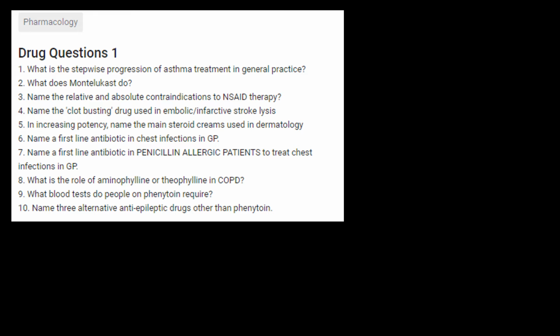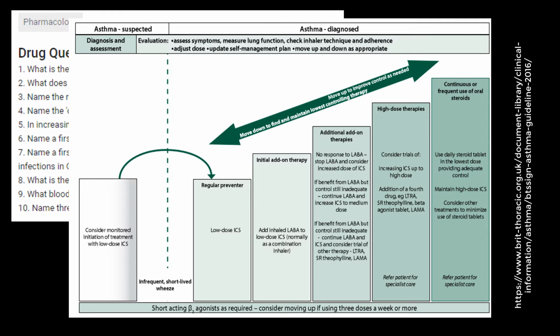However, we're not going to go into that here. We're going to spend some time talking about the drugs. So we're going to be answering this question by looking at the British Thoracic Society document from the link posted to the right of the picture. That is from their consensus document published in 2016. It's an excellent document dividing the treatment of asthma into suspected asthma and diagnosed asthma. If you look at the suspected one, this is always after an evaluation, as mentioned at the top of the diagram. You should consider a monitored initiation of treatment with a low dose inhaled corticosteroid, such as puffs of beclomethasone, for example.